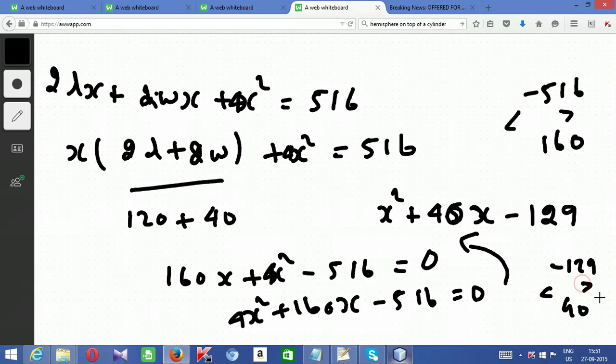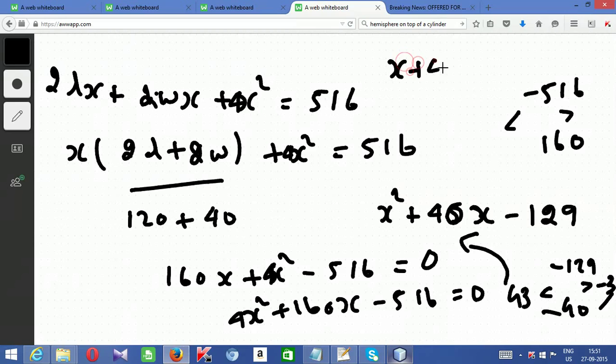So what will be the two values you can take? You can take a bigger value minus a smaller value. That only will give you the proper answer. Fine. So typically you can take 43 minus 3. 43 3s are 129, right? So 43 minus 3 will give you 40. 43 times 3 is 129. So x plus 43 and x minus 3 are the two factors.